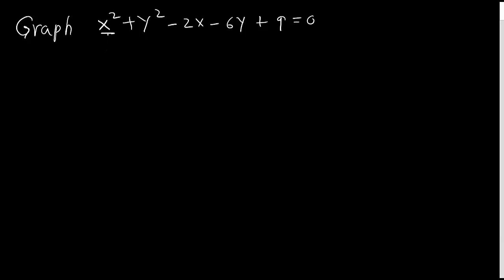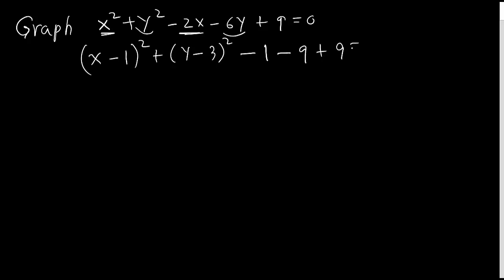This x squared here and negative this, so we put together x minus, take half of the coefficient, this is 1, square it, plus then go to y, this y here and this one here, right, y minus half of 6 is 3 squared. Next I just need to subtract the square of 1, which is 1, and then also subtract the square of 3, which is 9, and then we have 9 already there. Now we get x minus 1 squared, and then we get plus y minus 3 squared equals 1.